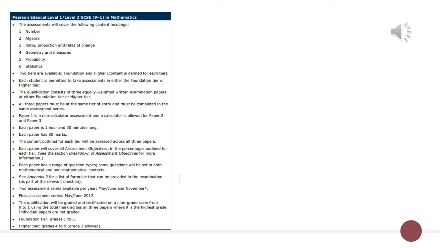And as mentioned before, there is 1 non-calculator paper and this is the first paper in the series, and this is followed by 2 calculator papers. It is important to note here that when a learner is sitting GCSE Maths, they do have to sit all 3 papers at the same tier level.